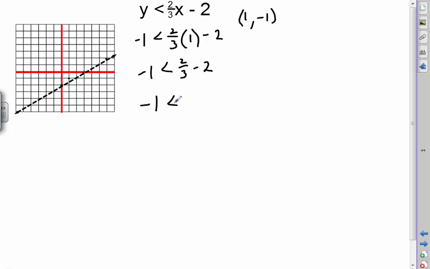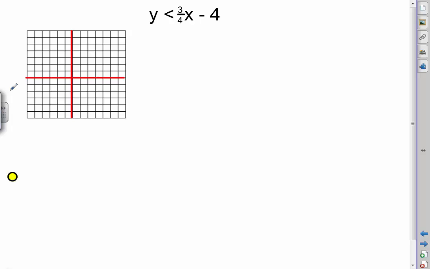-1 is less than, and 2/3 minus 2 is -1 1/3. Is -1 less than -1 1/3? No, it's not. So that means that we shade on the other side. So we shade on this side because we got a false statement when we were testing this side.